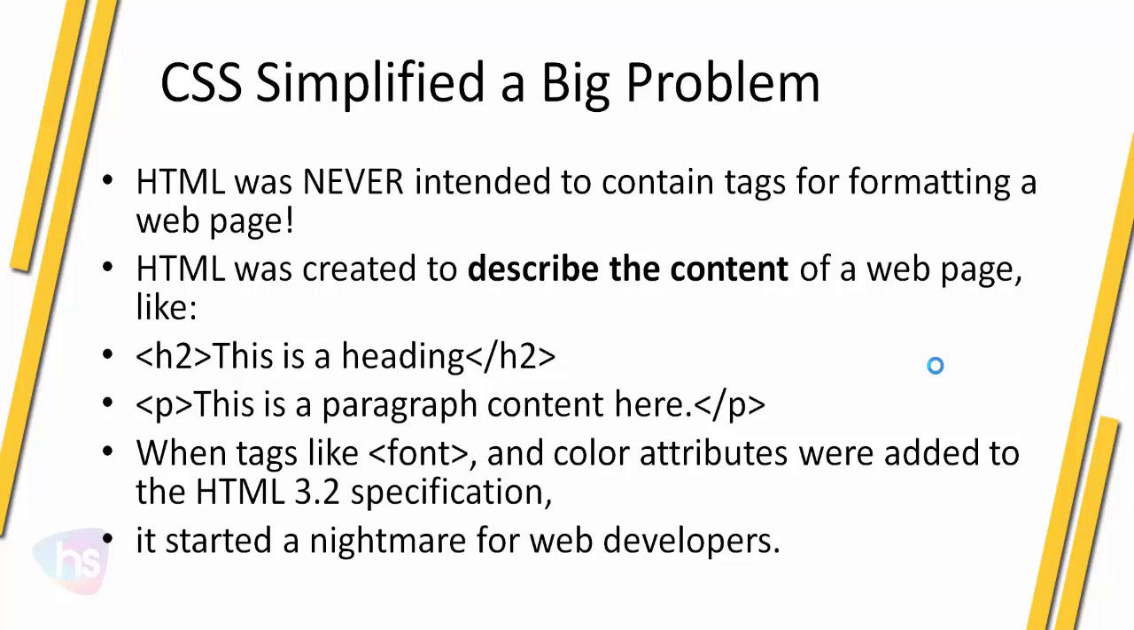CSS simplified a big problem. Why was it simplified? HTML was never intended to contain tags for formatting text or formatting a web page. HTML5 was created to describe the content of a web page, like H2 for a heading and a P tag for paragraph content. When tags like font and color attributes were added to the HTML 3.2 specification, it started a nightmare for web developers.